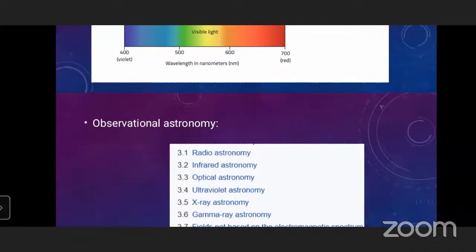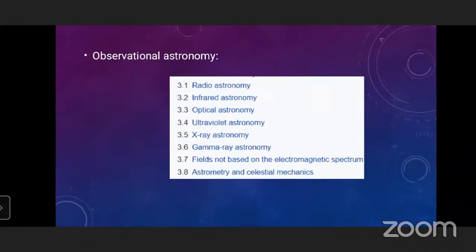Then observational astronomy has various subtypes, like radio astronomy. It deals with the radio signals from space and collects them through many radio telescopes. And infrared astronomy, and optical astronomy, where we use telescopes to look into space and see the phenomena happening there. And ultraviolet astronomy, similarly using ultraviolet. X-ray astronomy, gamma-ray astronomy, and fields not based on the electromagnetic spectrum, astrometry and celestial mechanics.